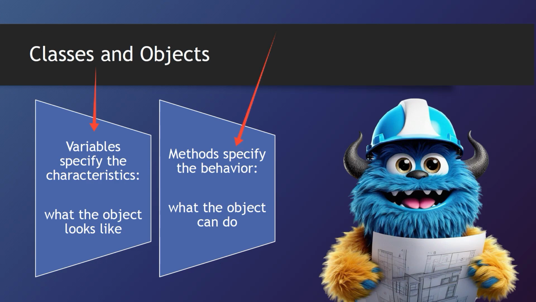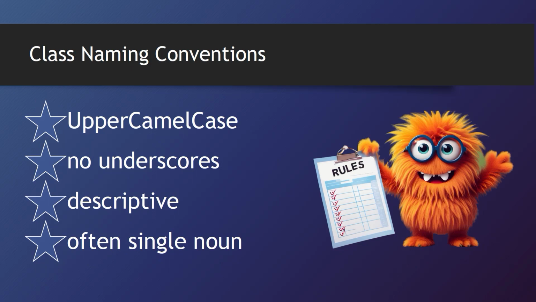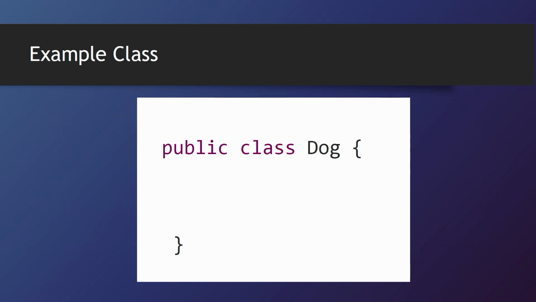Each object you create using your class has its own set of characteristics and can take the actions defined in the class. Remember to follow naming conventions for classes. Classes should use upper camel case with no underscores. Often class names will be single nouns because a class describes a single object. This example class defines a new data type called dog. This is the class header.